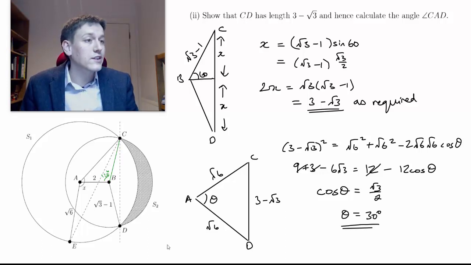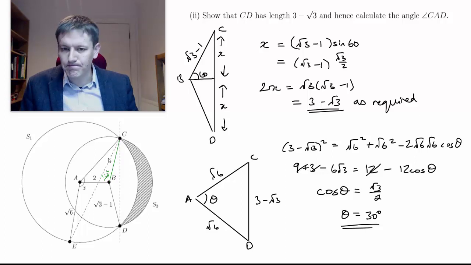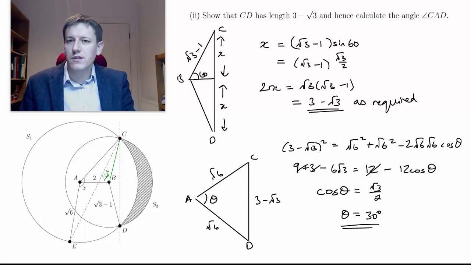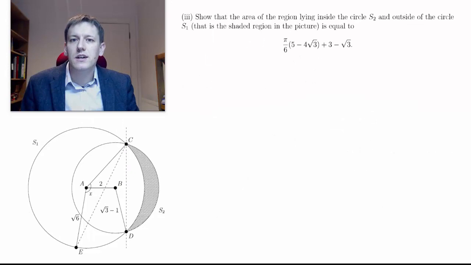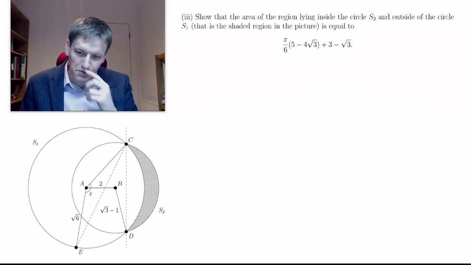Okay. And notice, when they said this diagram was not drawn to scale, they were not lying. This does not look like 30 degrees at all on the picture, but we have found that to be the case. Okay, so hopefully not too bad up to this point. It's obviously going to get more challenging as we go on.